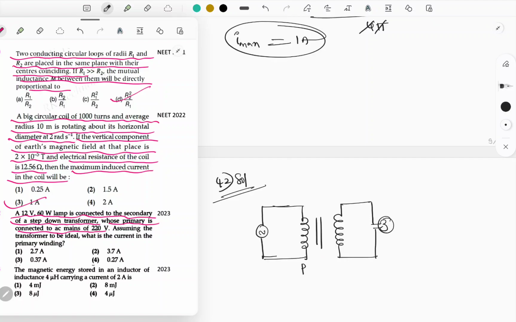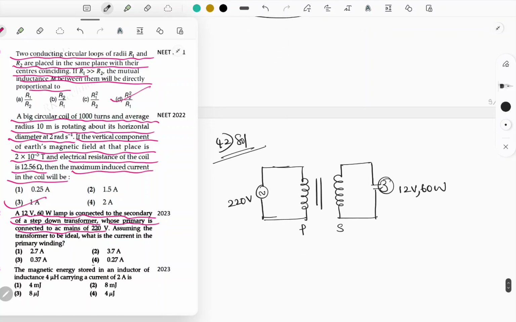This is the circuit. This is the primary and this is the secondary. The secondary bulb is connected, 12 volt and 60 watt. For the primary, the supply voltage is given, that is 220 volts. They said it is a step down transformer. That means voltage increases or decreases? Voltage decreases. Assuming the transformer is ideal, what is the current in the primary winding? That's what they are asking.